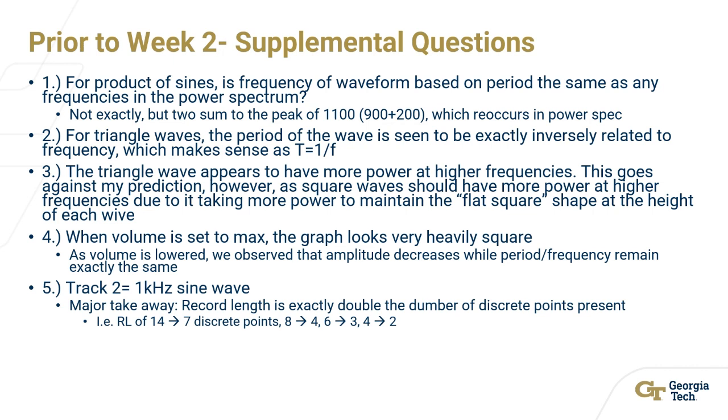When volume is set to max, the square waves look very heavily square, and as volume is lowered, it's observed that the amplitude decreases while period and frequency remain exactly the same.